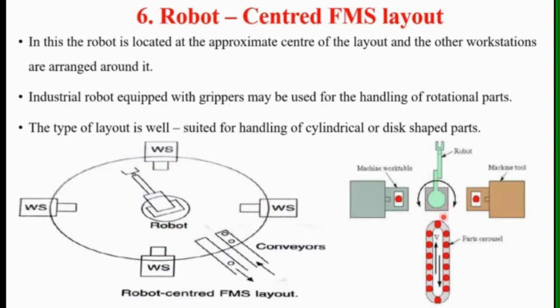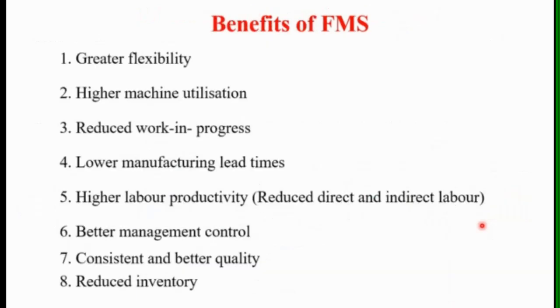Here also we can see this is the robot, and these are the machines, and the part handling systems are arranged around this robot. The industrial robot equipped with grippers may be used for handling of rotational parts. This type of layout is used for handling of rotational parts, and is well suited for the handling of cylindrical or disc shaped parts. This is used in such applications.